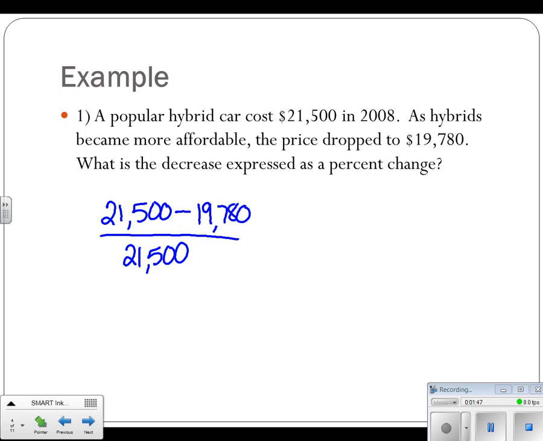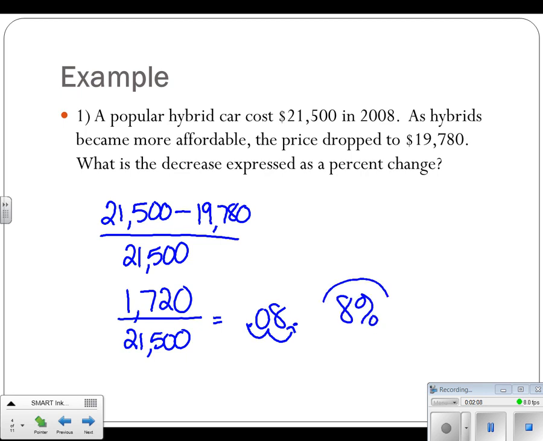When we do $21,500 minus $19,780, we get $1,720. When we divide by the original amount, we get 0.08. Convert that to a percentage by multiplying by 100. Our decimal moves here. We're at 8%. So the percent decrease is 8%.